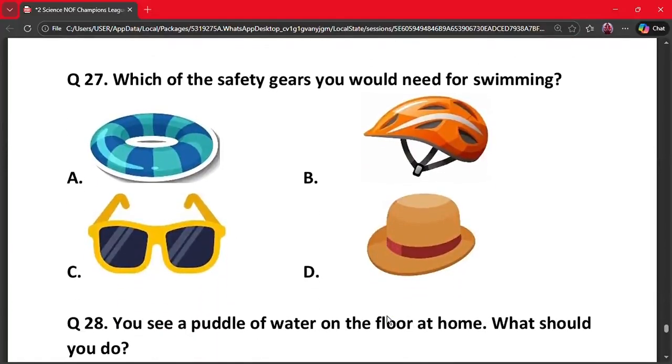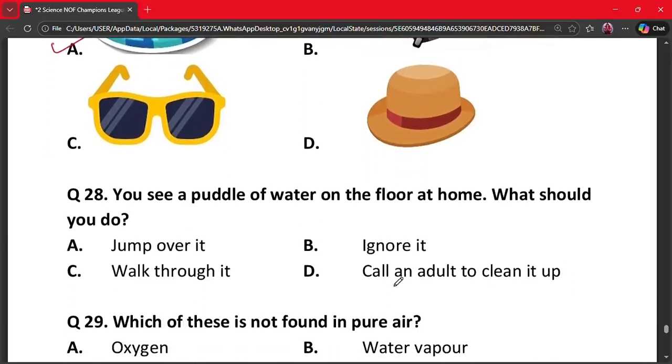Question number 27. Which of these safety gears would you need for swimming? A, B, C or D? So for swimming, we will need a tube. So the correct answer is option A.